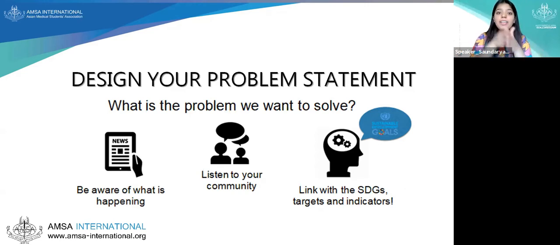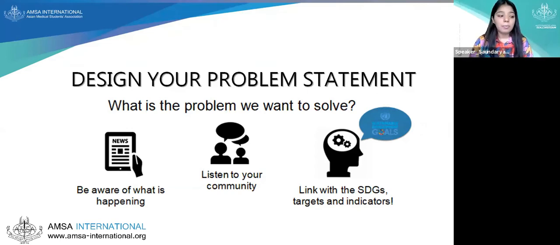And COVID and TB, COVID and HIV, COVID and cancer, so many things have gone hand in hand, and there are public health policies that need to be made keeping that in mind. Does not mean that those previous health concerns are no longer important. So you need to be aware of what's happening. Then you need to listen to your community.